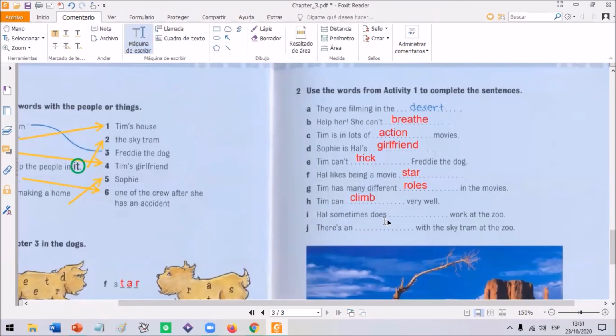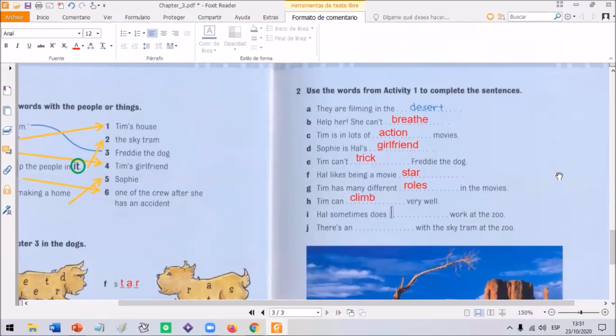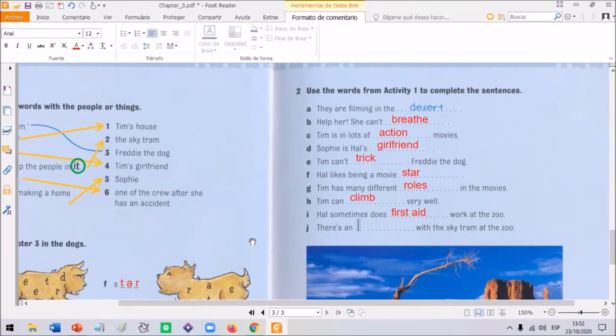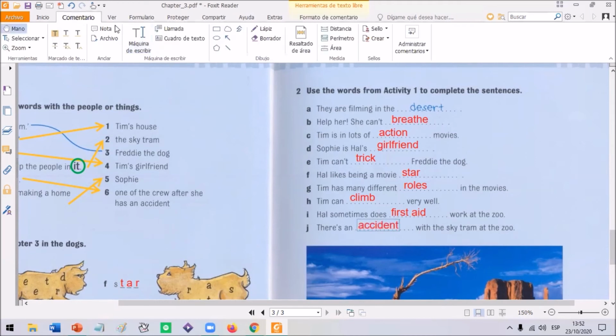Hal sometimes does first aid work at the zoo. So at the zoo, Hal sometimes does work. What's the correct answer now? Come on, tell me on the chat. Yes, excellent. First aid. Hal sometimes does first aid work at the zoo. Perfect. And the last one. There's an accident with the Skytram at the zoo. There's a problem, right? What happens? Yes, there is an accident with the Skytram at the zoo. Now you can write corrected in class.